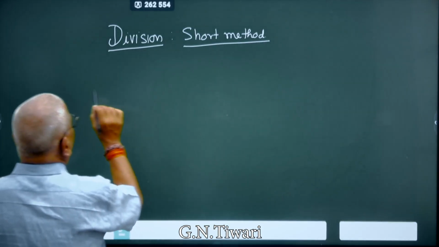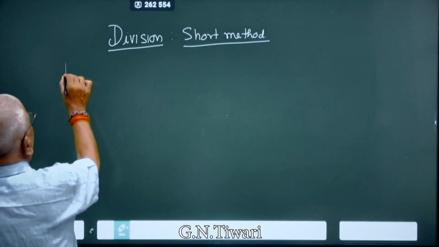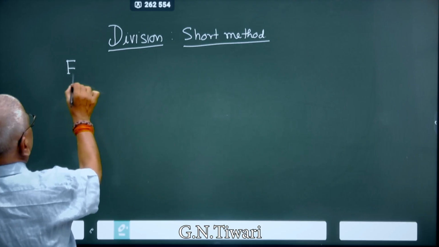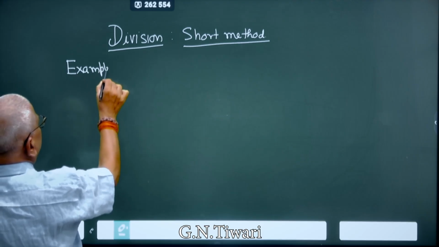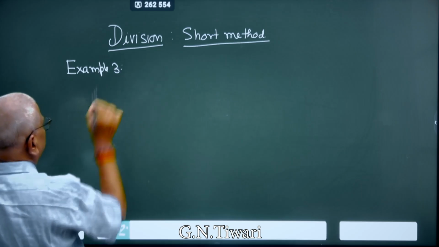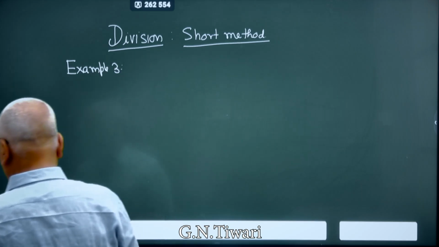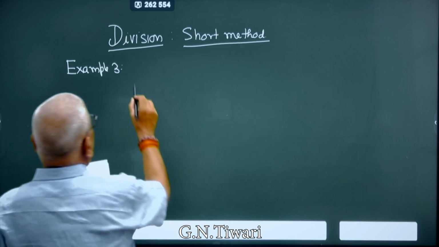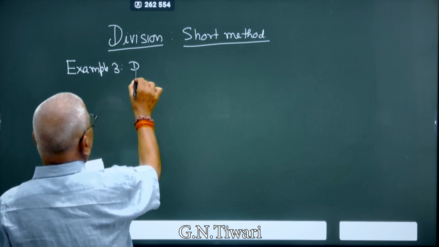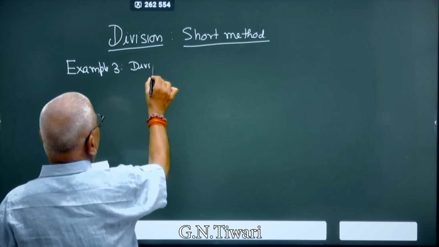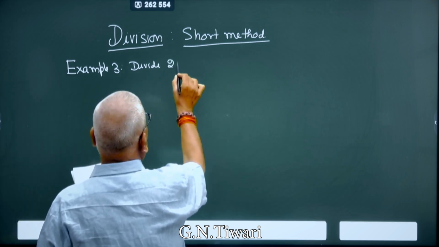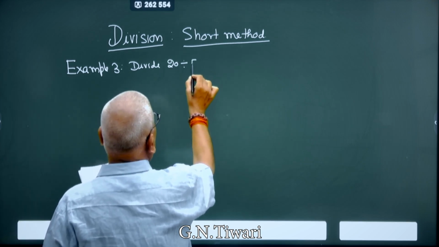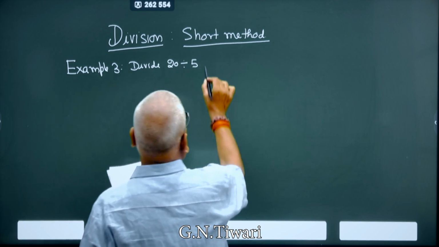अब देखिए, I will just do example 3. Well, 3. Divide 20 by 5 on number line.